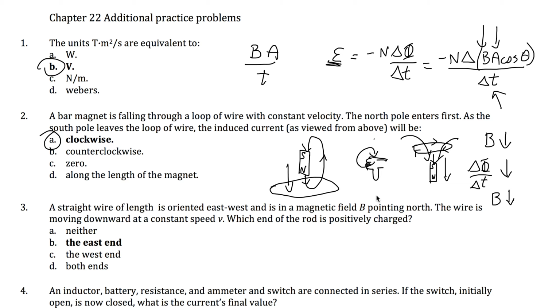Let's do number 3. This one is talking about a wire or a rod that is oriented east to west. It's in a magnetic field pointing north, and the question is which end of the rod is positively charged, and the wire is moving downward. So what you have to do here is really figure out which way is east, west, which way is north, which way is down.